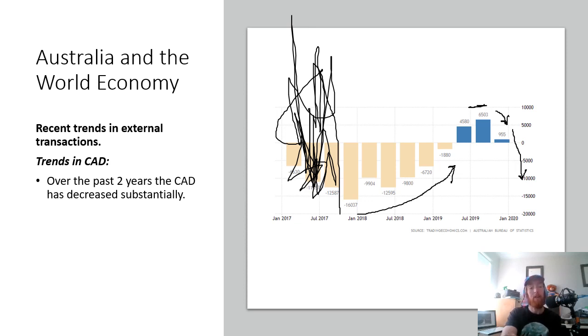So if you look at recent trends in the current account deficit, you're going to be talking about how we started in a deficit of a significant amount. Then there was a large reduction until we hit a surplus, but in recent times, the current account has been increasing in size, or increasing in deficit.